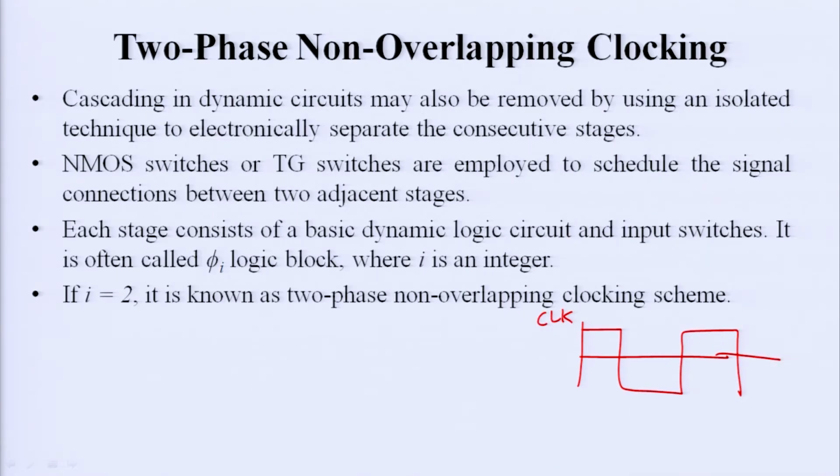One is your clock signal and another is its complement. Okay. So, one of them is high, at that point another is low. When this is low, this is high, this is high, this is low.